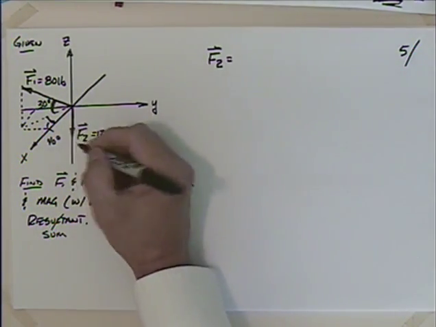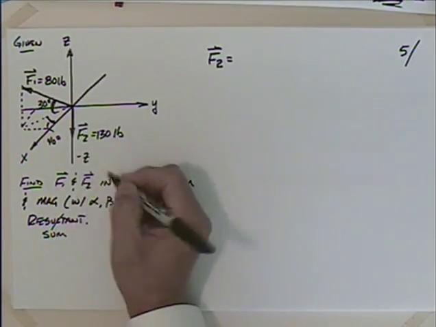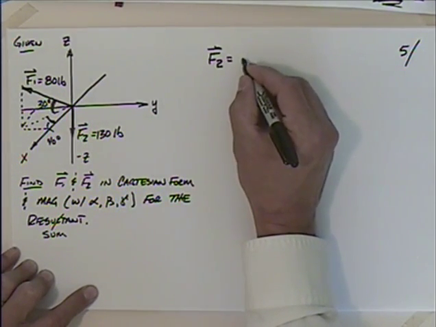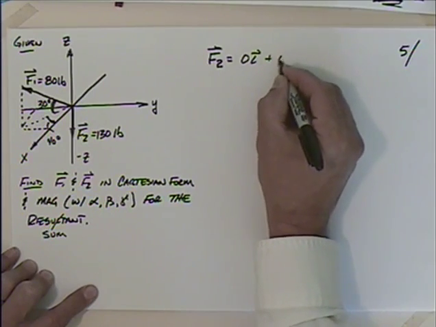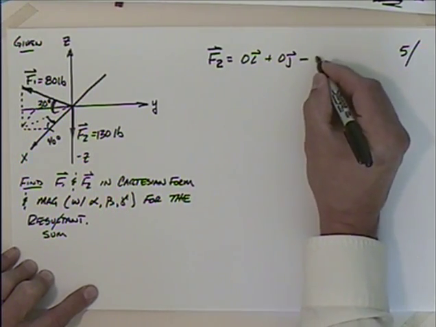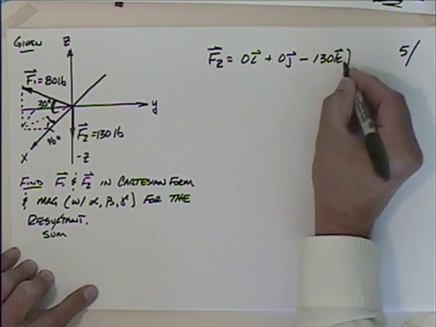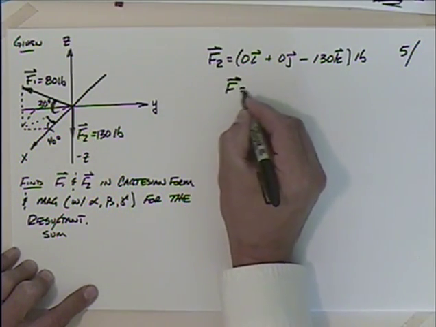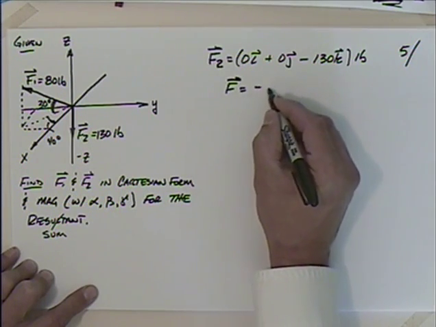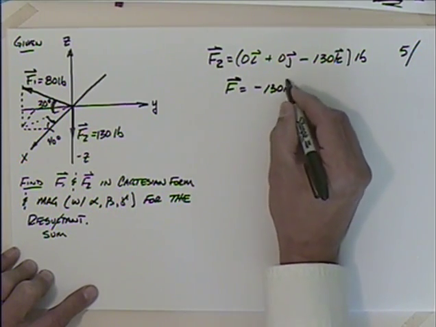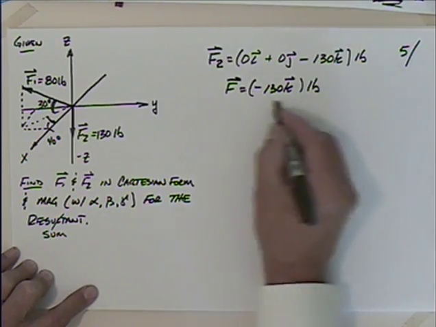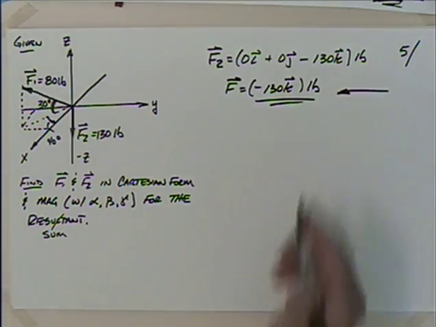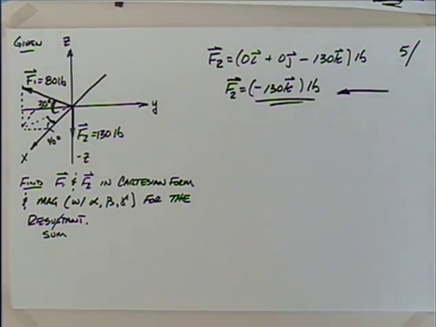That's going straight down the negative z-axis. This is minus z down here, isn't it? So I could just say that this is, and if we want to be very complete, 0 in the I plus 0 in the J minus 130 in the K, and that would be pounds. So I'll go ahead and say that F2 is minus 130 K, and we should put units there. So if we want F2 in Cartesian form, that's done.